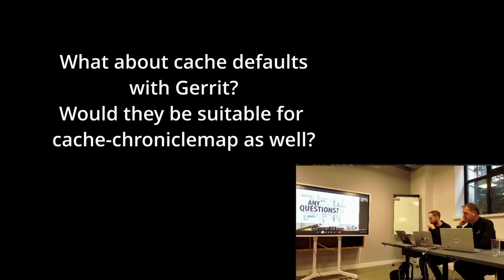What about cache defaults with Gerrit? Would they be suitable for cache-chroniclemap as well? Great question, because you don't want to run on defaults, right? Running on defaults is suboptimal by definition, because you're not utilizing your memory segmentation in the best way. Because we were aware of it, we actually decided to emit a metric. You will see this in Prometheus or wherever you get your metrics from, that will tell you how many caches are running on default. And in the logs, you will see details about which caches are running on default.